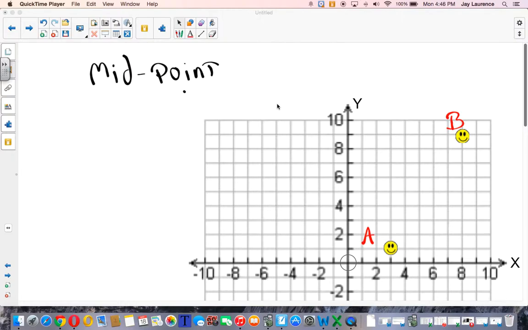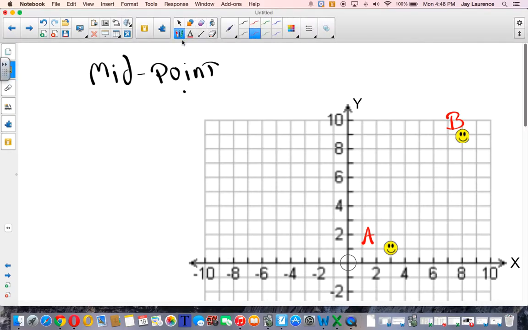Hello, algebra students. I've had a lot of requests for a midpoint video, and I'll show you it is super duper simple. To find the midpoint, we need to find the middle of two different points. Like I've got point A and point B right here. I need to find the coordinates that are in the middle.